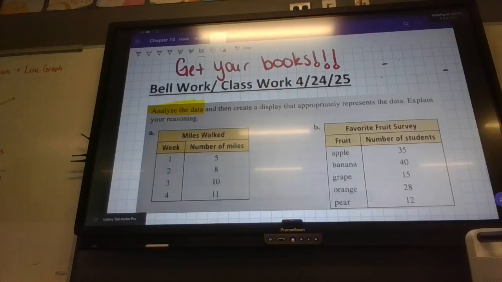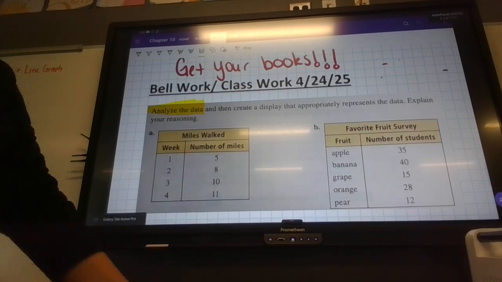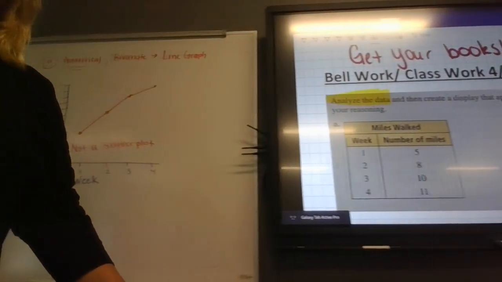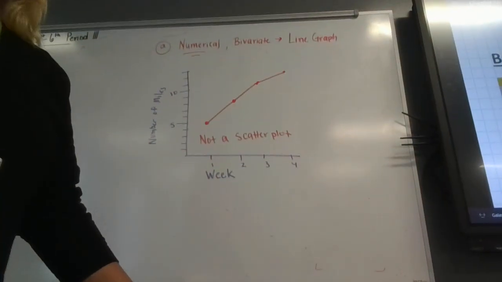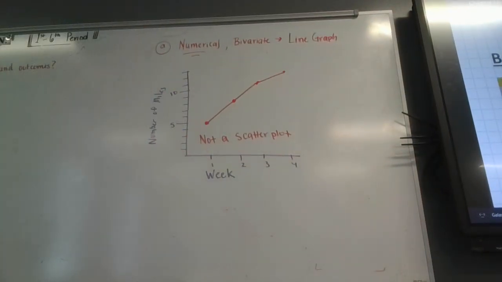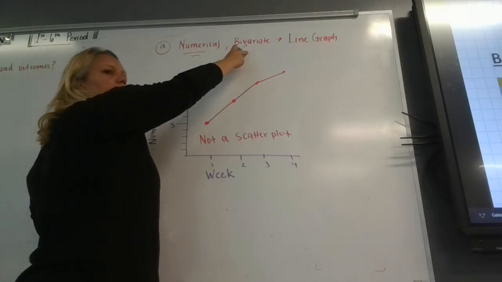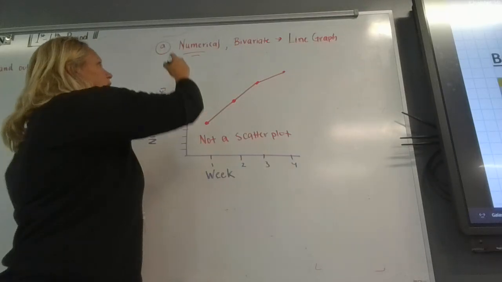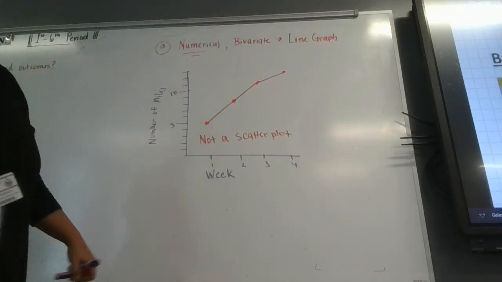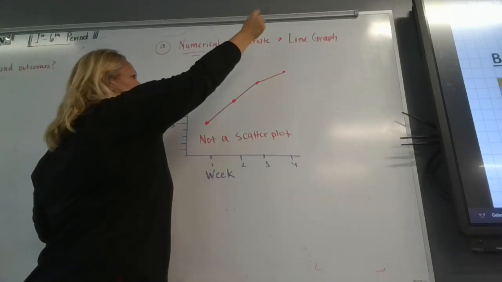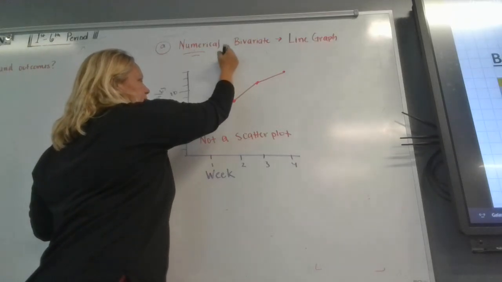Letter B, we're going to do a circle graph. Those are a little more difficult. You will need a calculator. If you have a calculator, get a calculator out. Make sure on your work, why don't you label it miles walked? On your quiz, it'll be like, what type of data was shown in letter A on April 24th? And it's going to be numerical bivariate line graph.